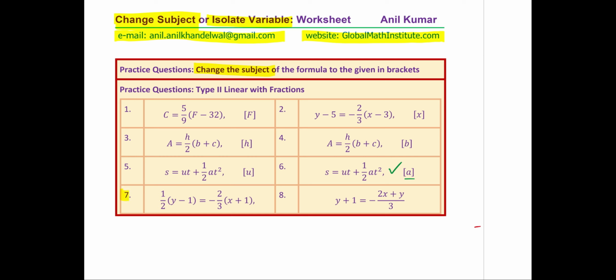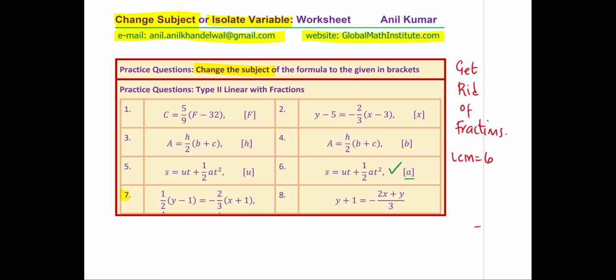Let us now do question number 7. Now, in question number 7, which is written right there, what is going to be my policy? So I'll say get rid of fractions. So we have 2 and 3. So what is the LCM? Well, the LCM is 6.